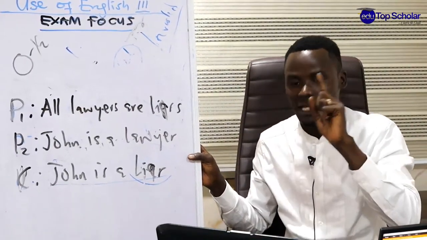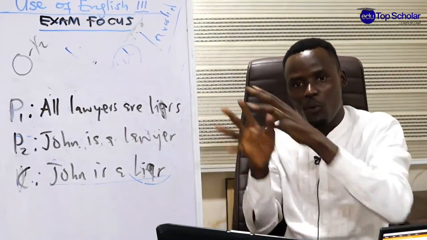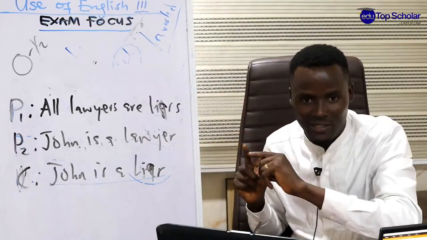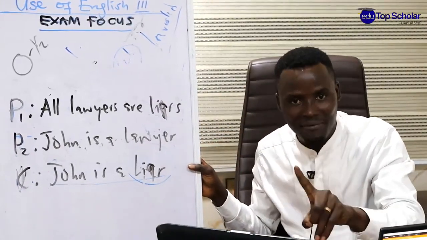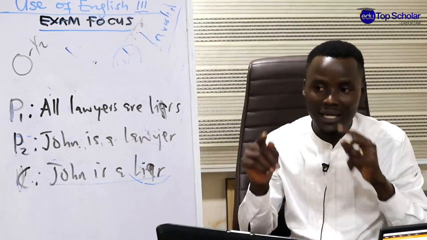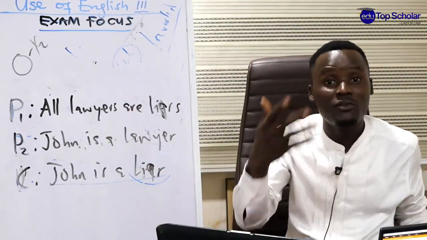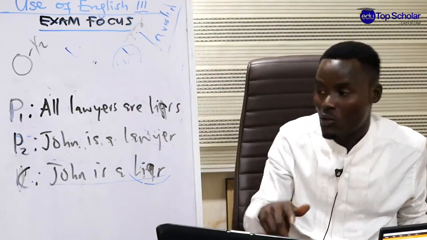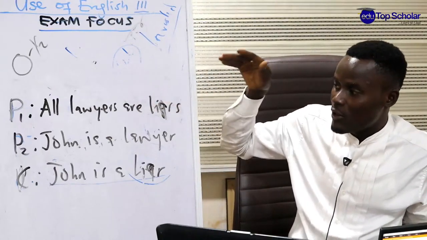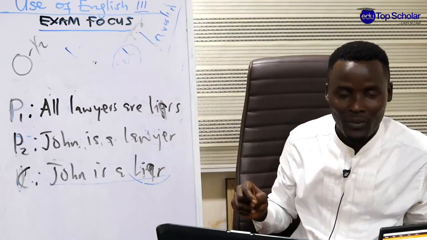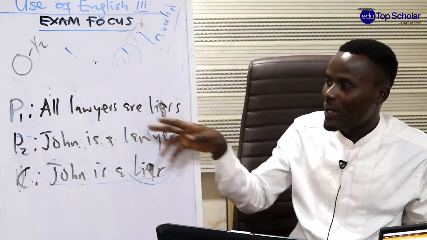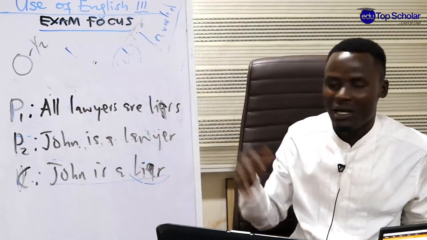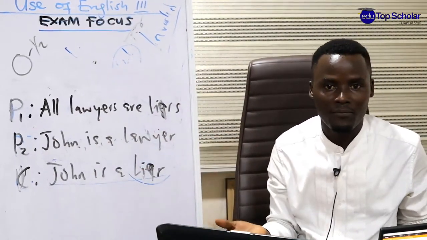D. Because I told you earlier, premises support the conclusion. Is deductive. And number 2, it is valid. Why is it valid? This is because, again, they will tell you to state the reason. And the reason is because the premises support the conclusion. If you can explain further, you can say, if all lawyers are liars and John is a lawyer, John must also be a liar.